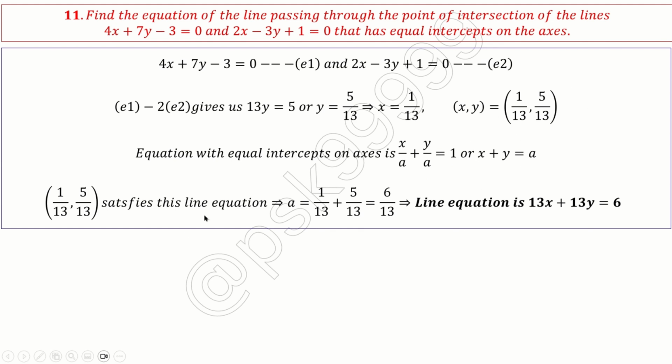This point satisfies this line because the point is on the line. So if you substitute it, what you will get is a equal to 6 by 13. So the line equation is 13x plus 13y equal to 6. Next.